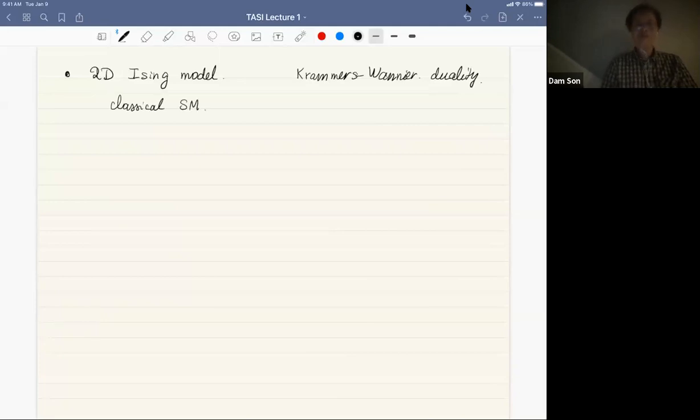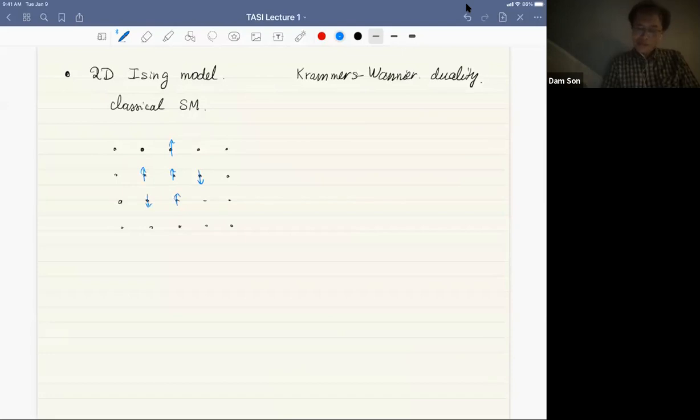Classical statistical mechanical model. We have spins located on certain sites in a two-dimensional plane. Here I'm drawing a model defined on a square lattice, but one can define it on any lattice, for example, a triangular lattice. On each site, we assume that there is a spin that can point either up or down. So for example, we can define such a configuration.